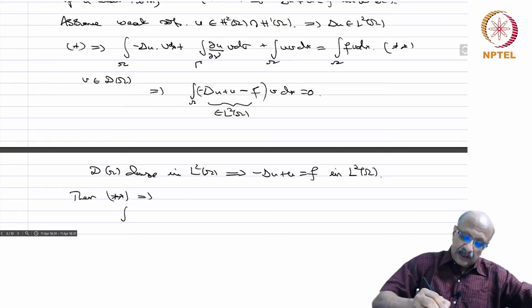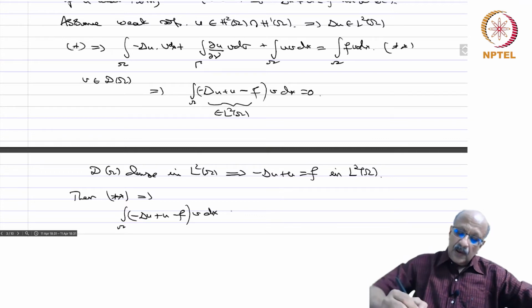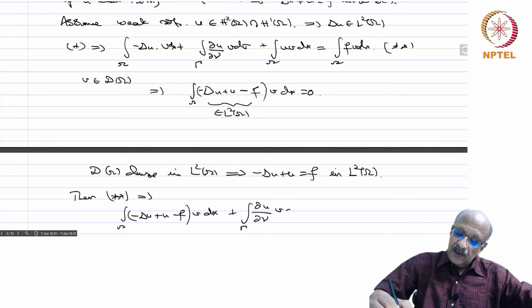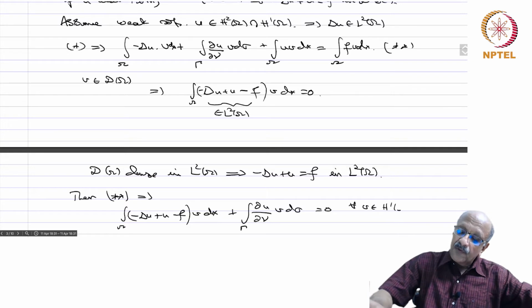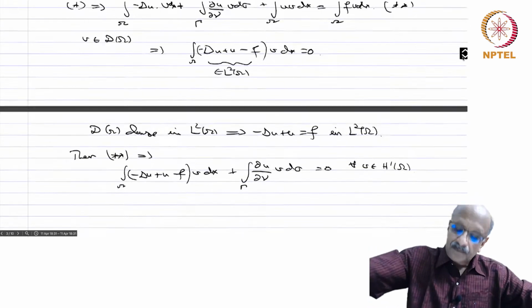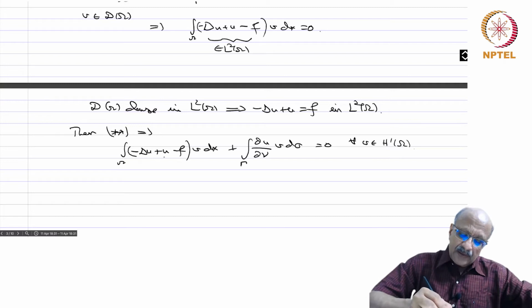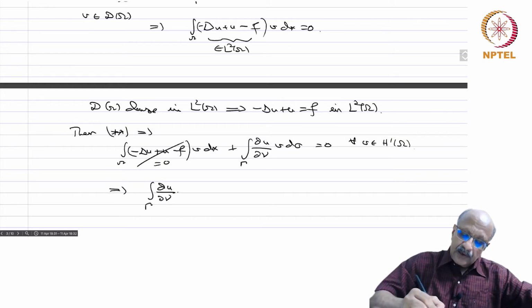implies that integral over omega of (minus Laplacian u plus u minus f) times v dx plus integral on gamma of du by d nu times v d sigma equals 0 for every v in H1 of omega. But then minus Laplacian u plus u minus f is an L2 function which is 0, so equal to 0, and therefore this implies that integral on gamma of du by d nu times v d sigma equals 0.